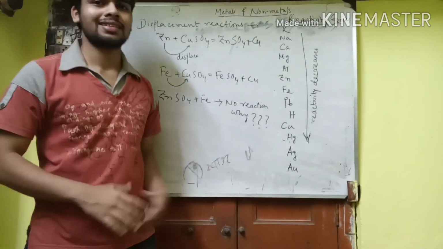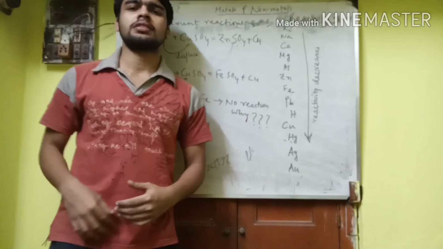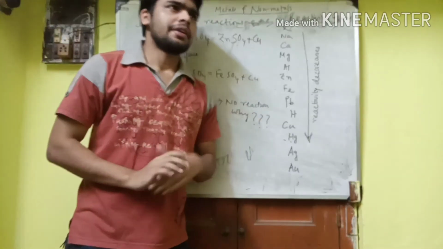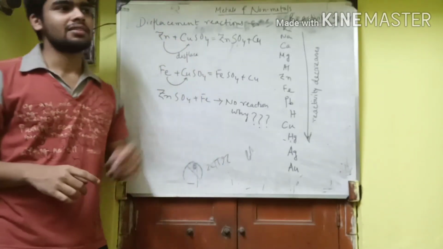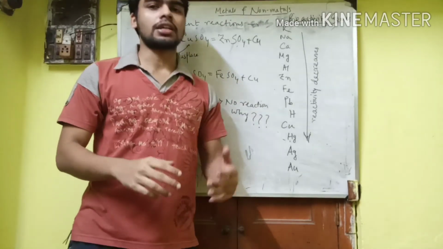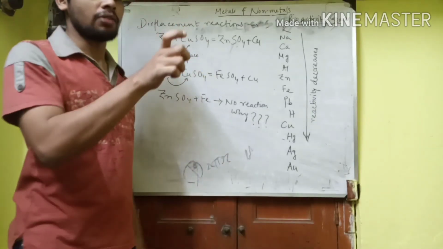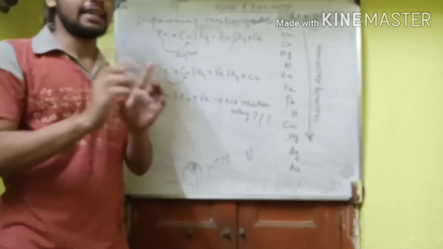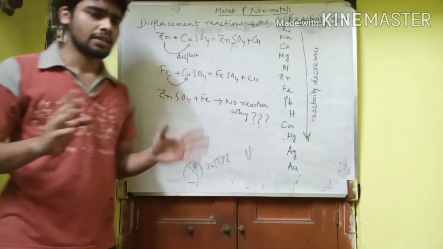Okay, coming to the next topic, that is the displacement reaction. So what is a displacement reaction? Displacement reactions occur mainly between a metal and the salt of another metal. In this reaction, the metal displaces the other metal from its compound, or from its salt, and takes its place and leaves it single. Okay.